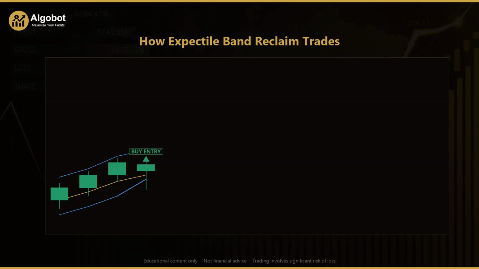Look at the first few candles. Price is stepping higher, and the midline is sloping upward. That upward slope tells the strategy the market is in an uptrend, so it's only interested in long setups here.